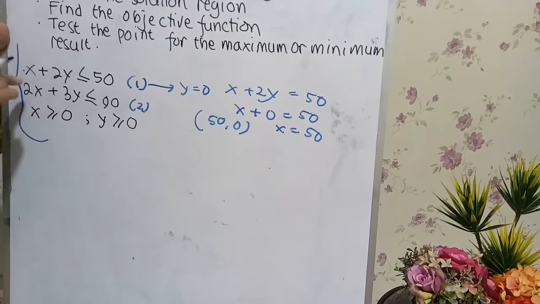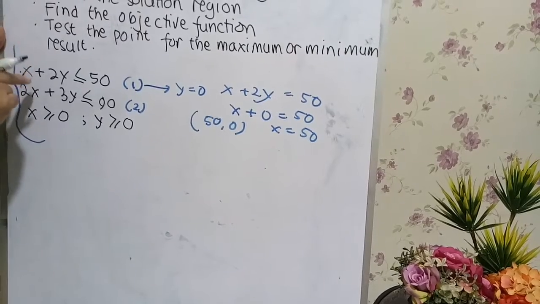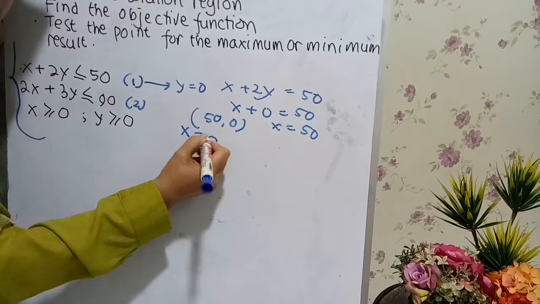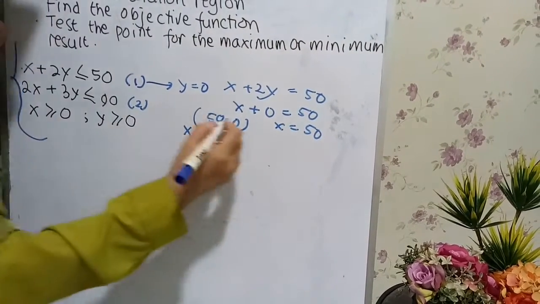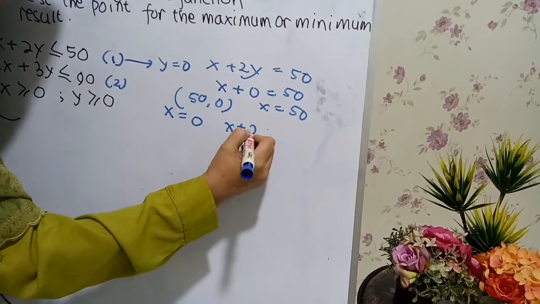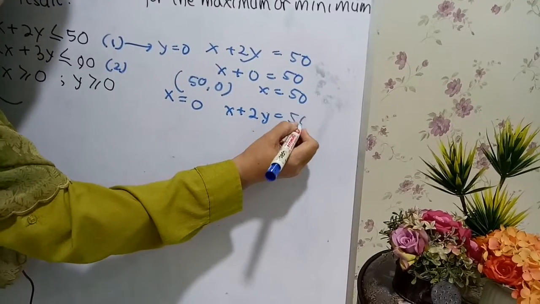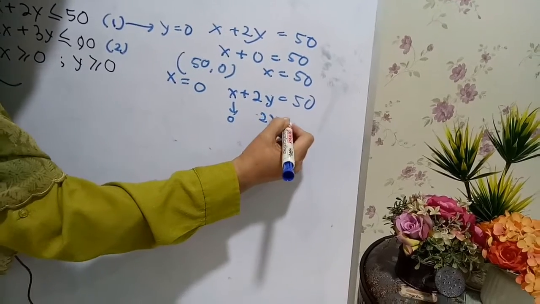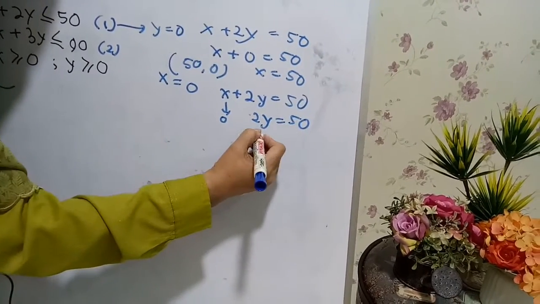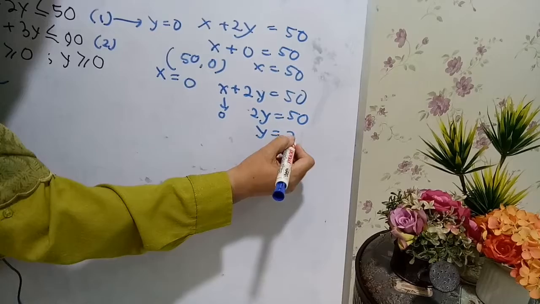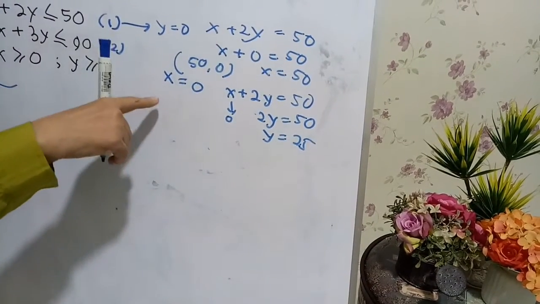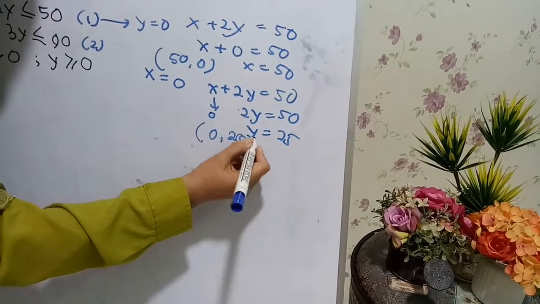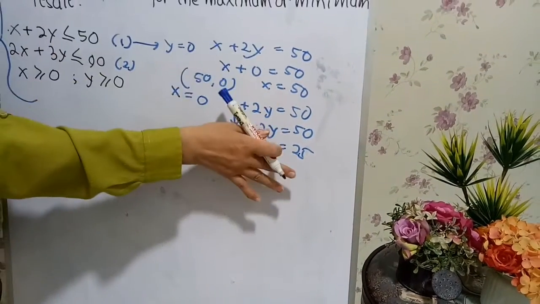Now the line intercepts with the y-axis, which gives us x equals 0. So x plus 2y equals 50, and x is 0, gives us 2y equals 50 and y is 25. The coordinate will be (0, 25). This is equation 1.